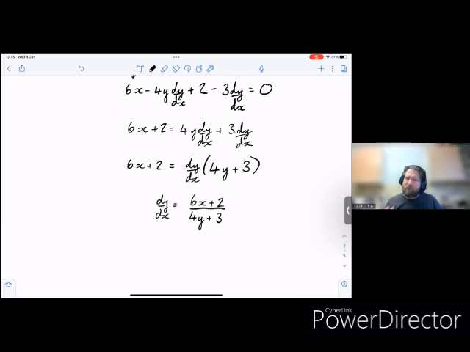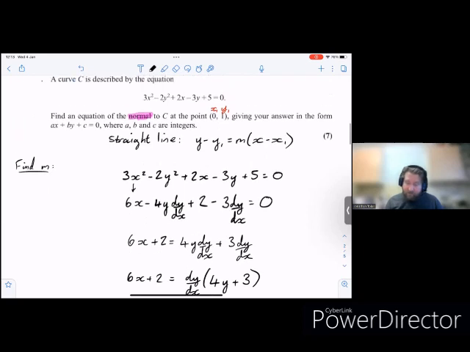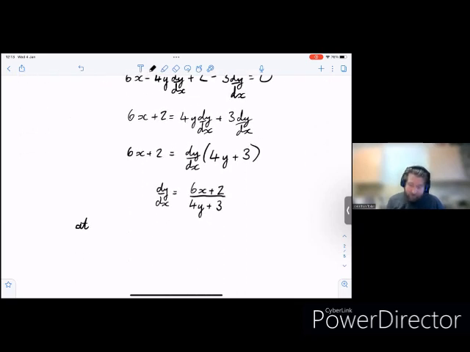And notice we're used to functions where when you find dy by dx, the function that you end up with is only in terms of x. Now with implicit differentiation, the function you obtain will have a y in it as well. So the point that we are dealing with is the point 0, 1. Okay, so we need both the x and the y coordinates there.